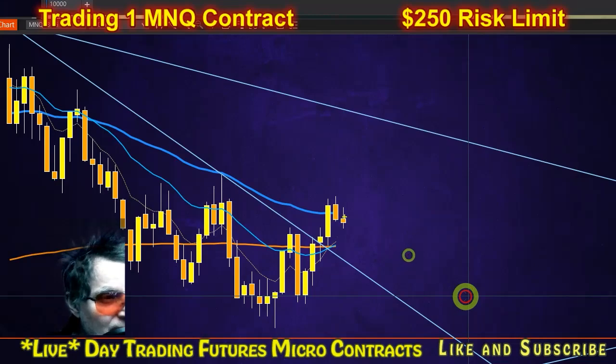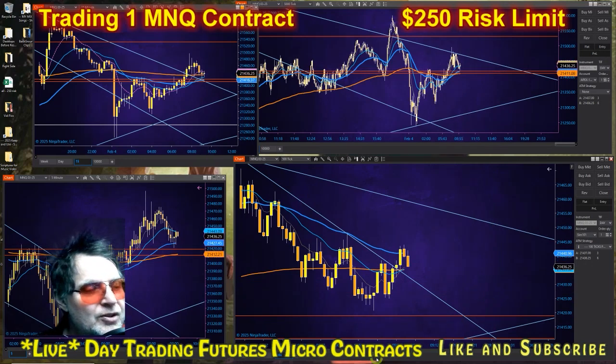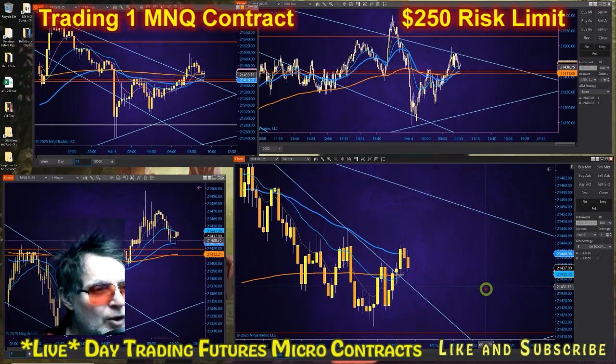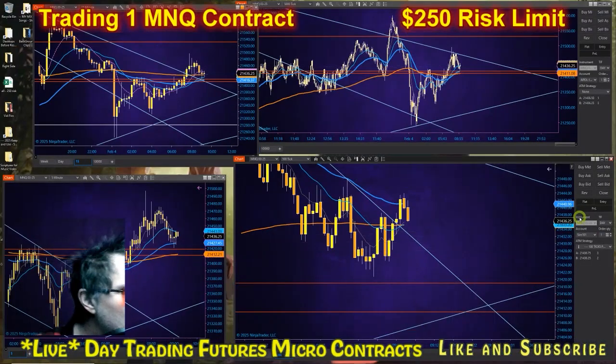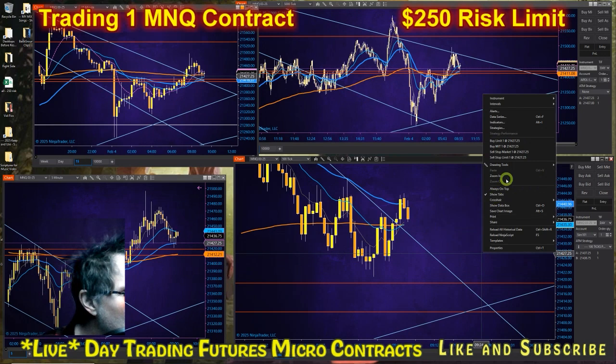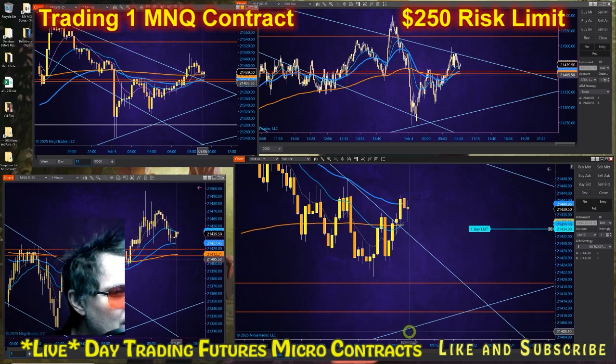I could try to get in as it comes back down to test, and then my stop loss will be even less. I think that's what I'll probably try to do, keeping my risk even lower. Let it come down here and test. I could use a limit order to get in this. Let me try that. So let's do a buy limit. Order submitted. And see if it comes down and tests right here.